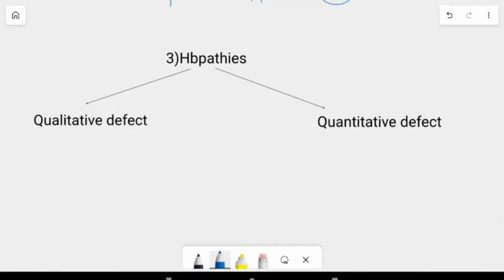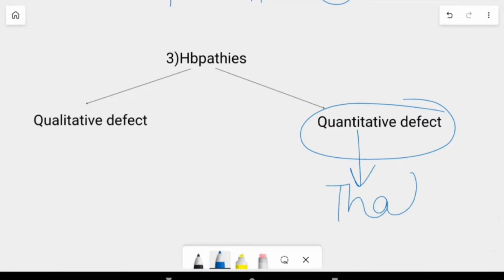So there can either be a defect in the amount of globin that has been formed, which results in quantitative defects. Now these quantitative defects are also called thalassemia. Depending upon which globin chain is present in abnormal numbers, it can be classified as alpha thalassemia or beta thalassemia. We'll take a look at these thalassemias in detail later on.